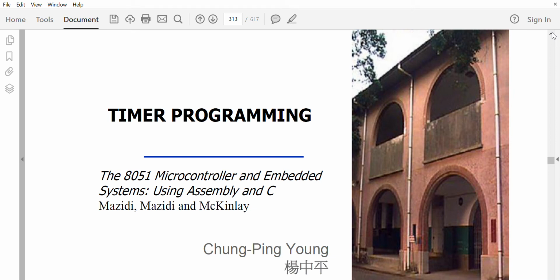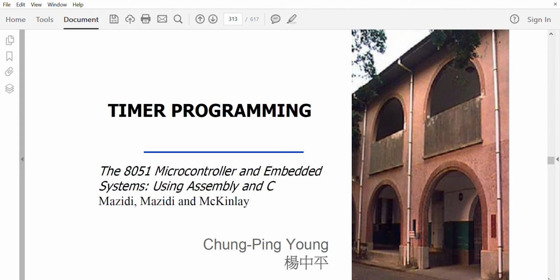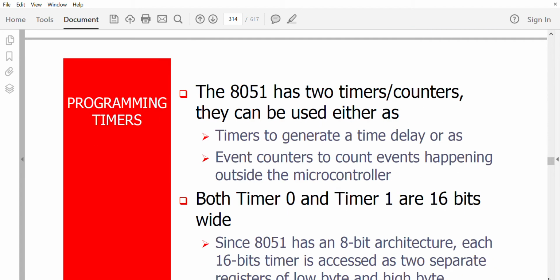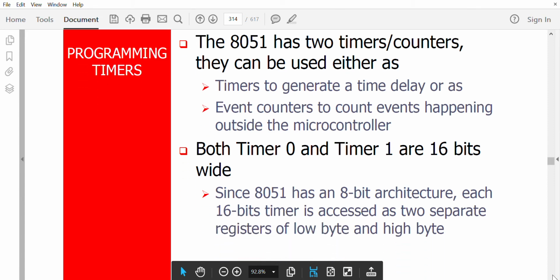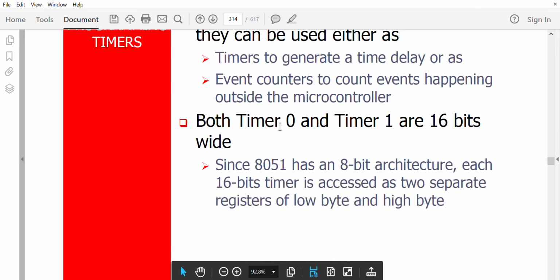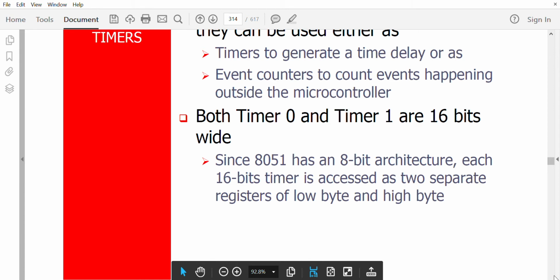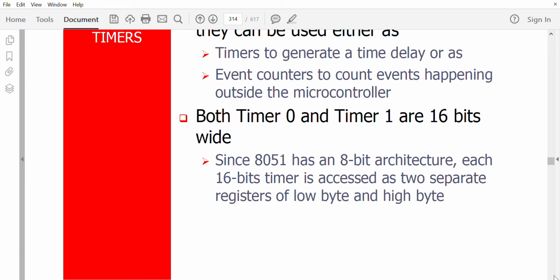Both module timer programming. 8051 has two timers, timer 0 and timer 1, and both are 16 bits wide. So we know that 8051 is an 8-bit microcontroller. Since it's an 8-bit microcontroller and timer 0 and timer 1 are 16 bits wide, it will be referenced as the lower byte and the higher byte.